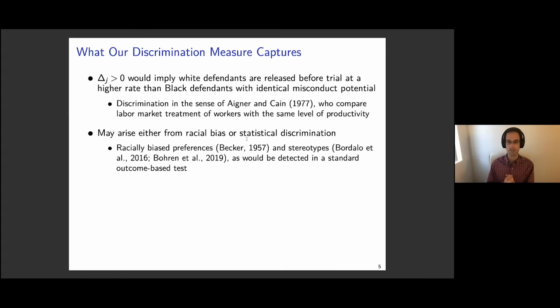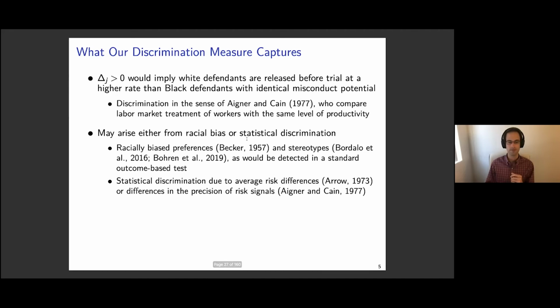It could arise from stereotypes, so that's inaccurate beliefs, which we're going to bucket into this racial bias bucket, but could also be thought of as inaccurate statistical discrimination. We're not going to be able in this paper to distinguish those two things. But either racially biased preferences as animus or stereotypes will lead to different release rates for defendants with identical misconduct potential. Also, accurate statistical discrimination, as classically discussed by Arrow, Phelps, and Aigner and Cain, will also lead to differences conditional on true misconduct potential.